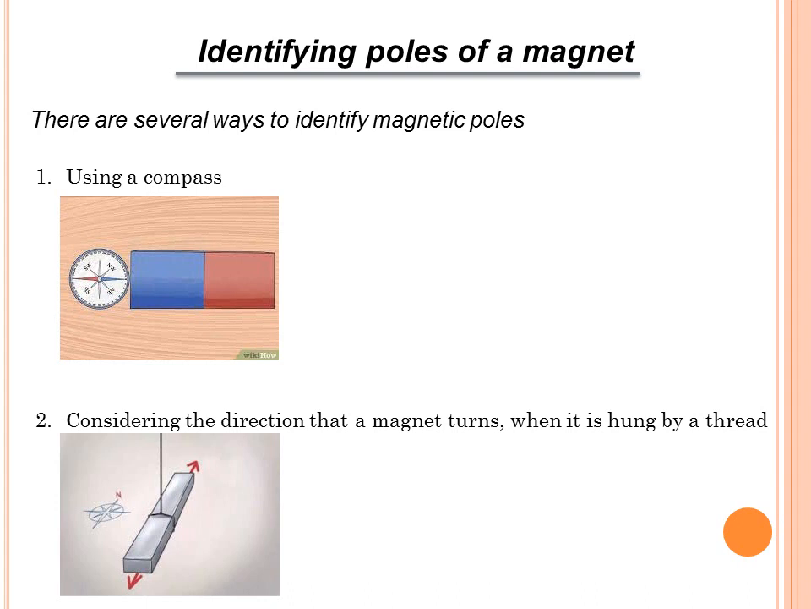Now let's consider how the poles of magnets can be identified when they are not marked. There are 5 main ways. First way is using a compass. Then consider the direction that a magnet turns when it is hung by a thread.